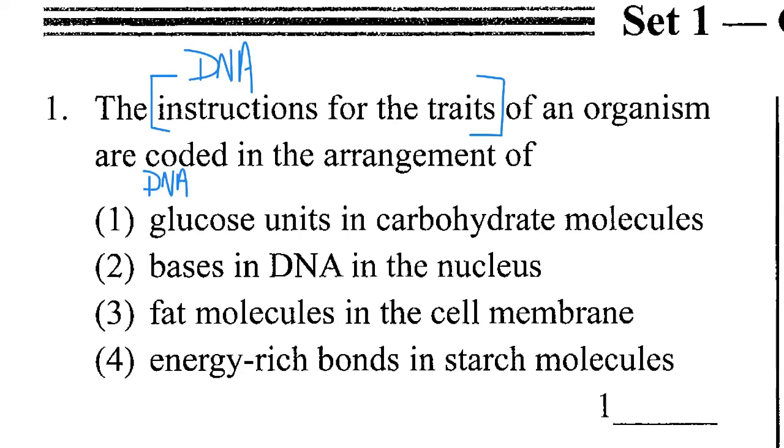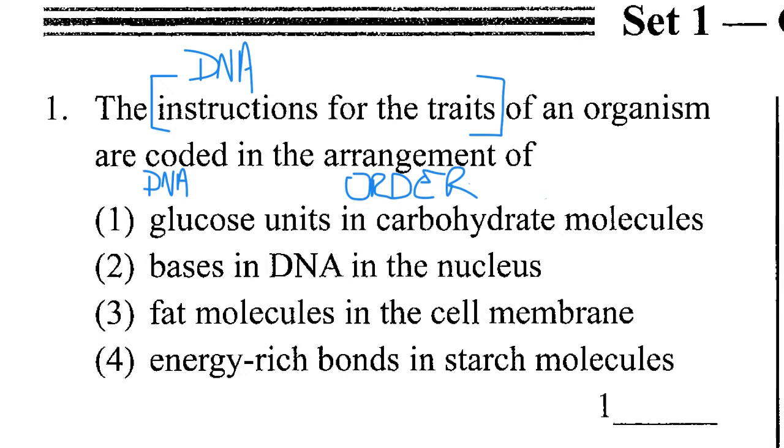So immediately, when I see instructions for traits, I'm thinking of DNA. We also see another clue that we're talking about DNA with the word coded. When I see the word arrangement, I can replace that word with order. So this is just a basic, straightforward definitions question.